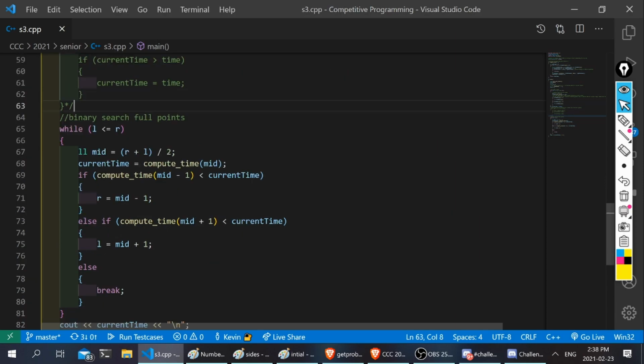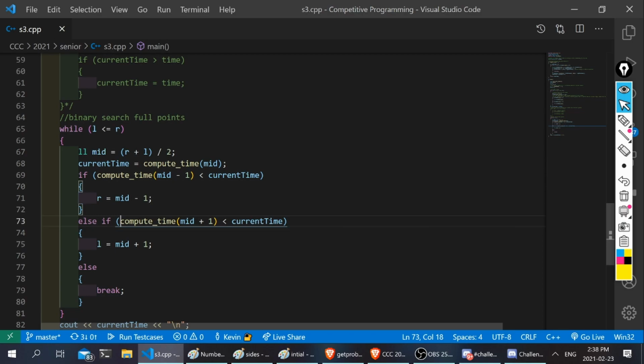And then binary search for our full points. This is just a classic binary search. If the left position is smaller than or equal to the right position, then we calculate the middle. So we add them together, divided by 2. And then we compute the current time with the middle. And then we look at the left and the right side. We look at if the left side is smaller than our current time, then we're going to move our window to the left side. So that's basically our largest value is going to be this middle minus 1.